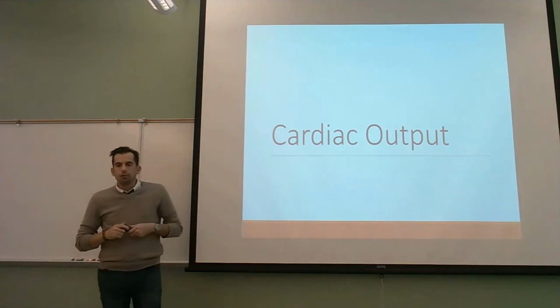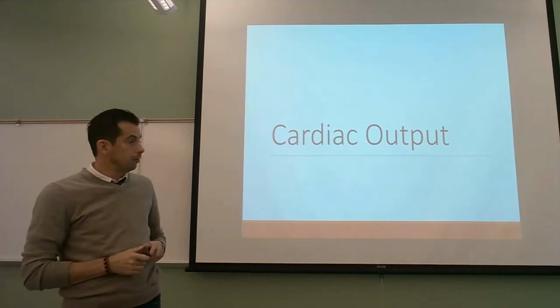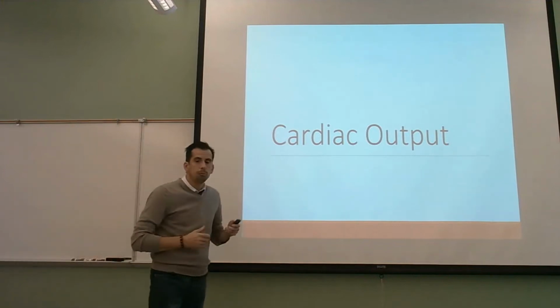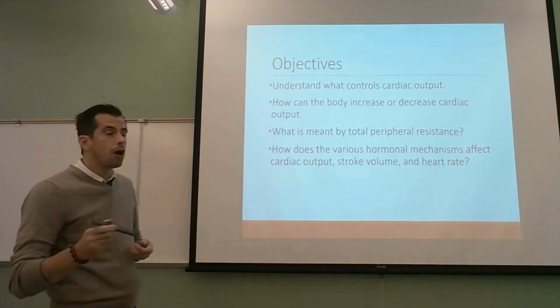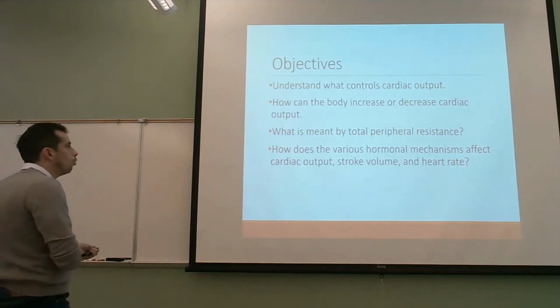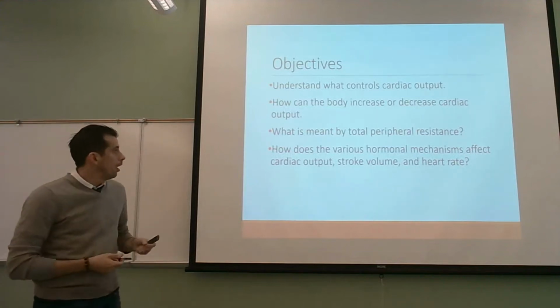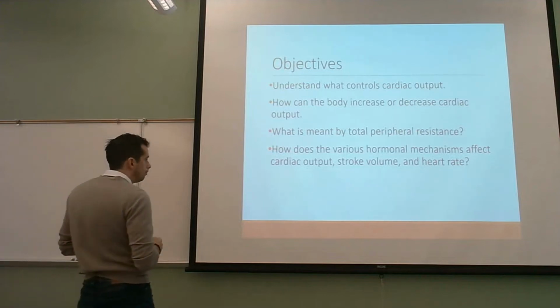Cardiac output is a topic that's covered pretty extensively in the lab environment. We'll look at the amount of blood that leaves the heart in a given minute and how that's influenced by heart rate and stroke volume. So we need to understand what controls cardiac output. What are the variables involved? How can the body increase and decrease cardiac output?